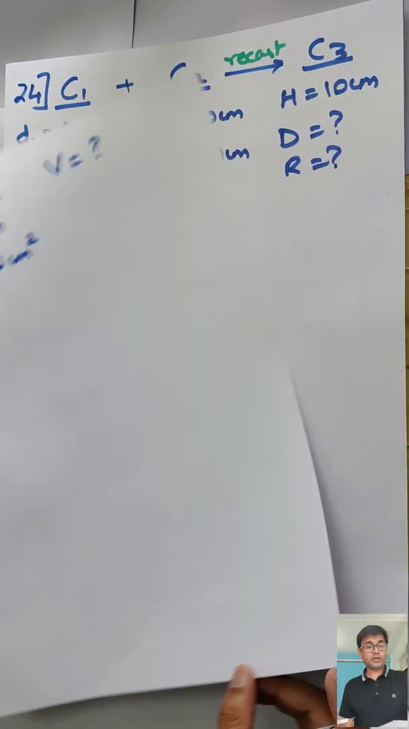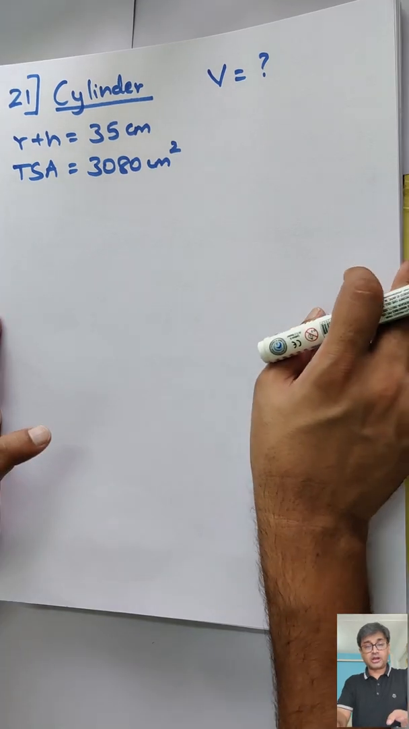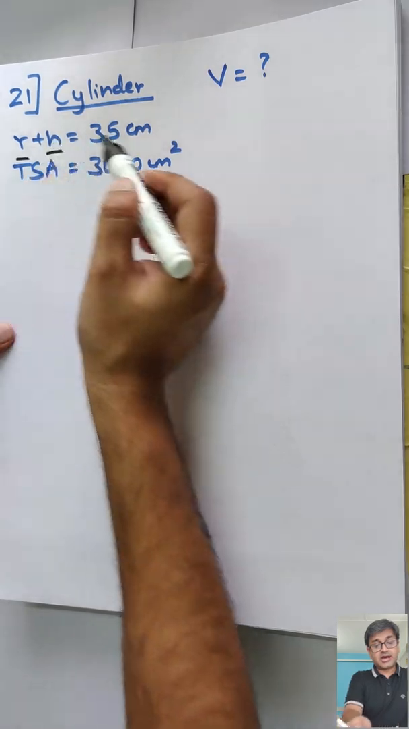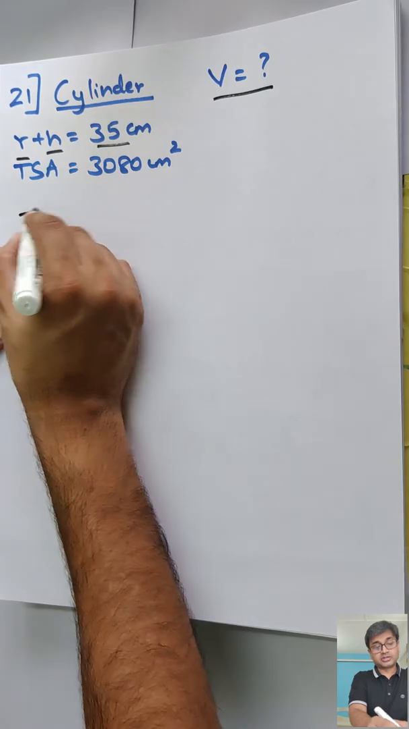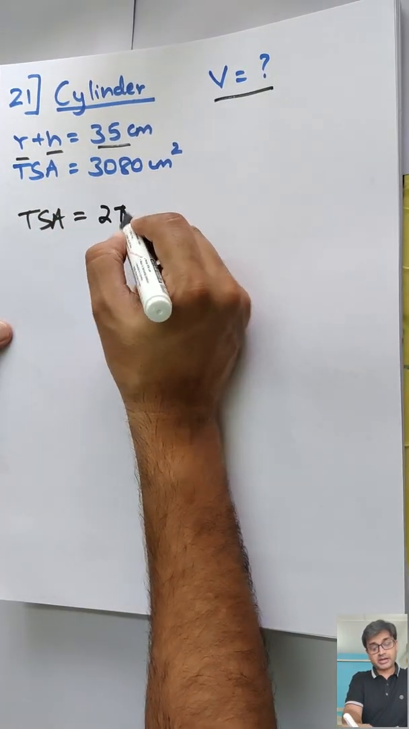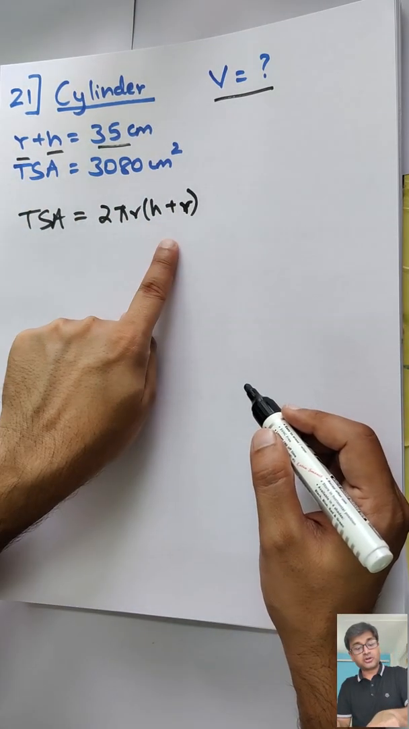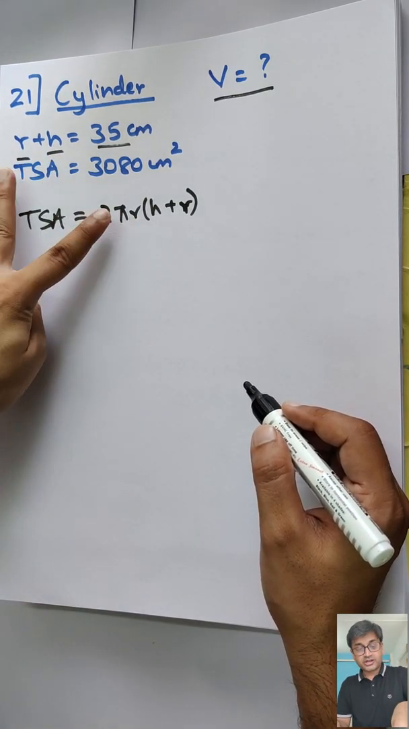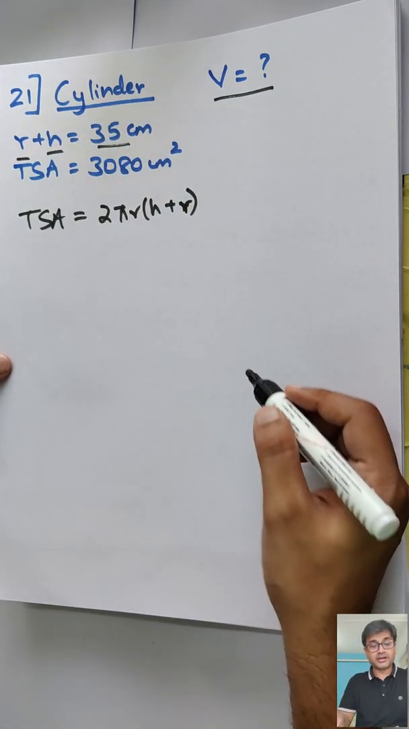Sum number 21. 21 is comparatively simple. So come on, pause the video right now and hit it on your own. r plus h, that is radius and height, total 35. Total surface area is given and volume is your target. So start with the total surface area formula for a cylinder, that is 2 pi r (h plus r). h plus r is known to you. Substitute everything, you will get the radius. Substitute the radius here, you will get the height. Once you get radius and height, get the volume. Damn simple. Now come on, pause right now and do it on your own.